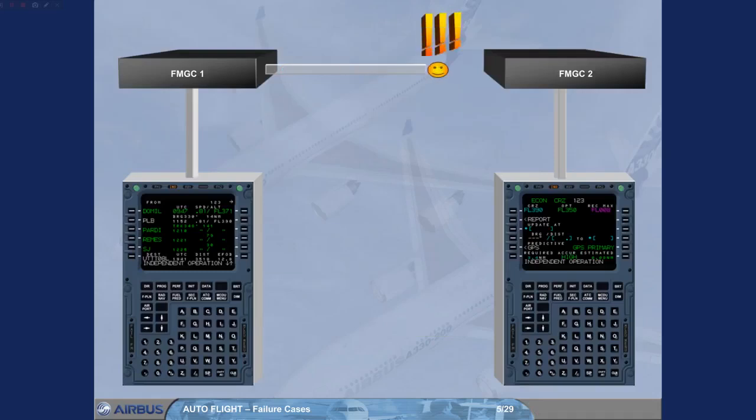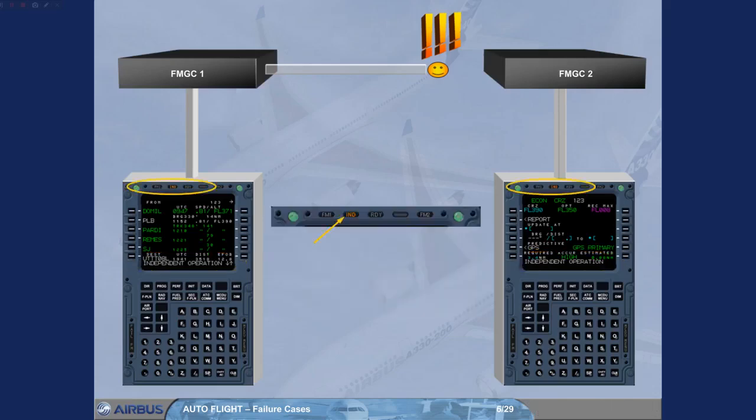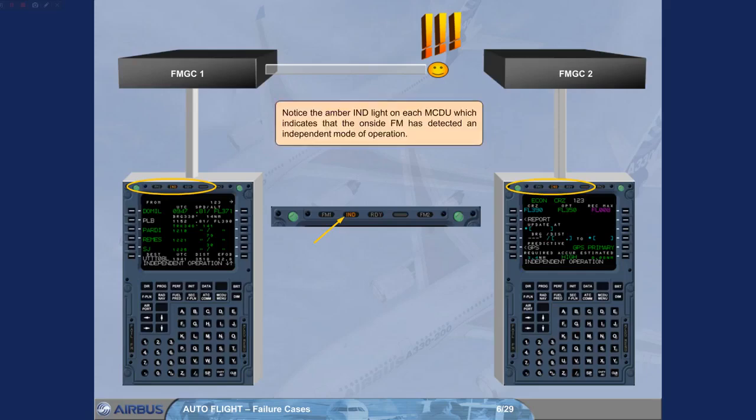If the crosstalk is lost between both FMGCs, each FMGC operates independently. This mode of operation is called independent mode. The crew is advised by a message on the scratchpad, independent operation. Notice the amber IND light on each MCDU, which indicates that the on-side FM has detected an independent mode of operation.